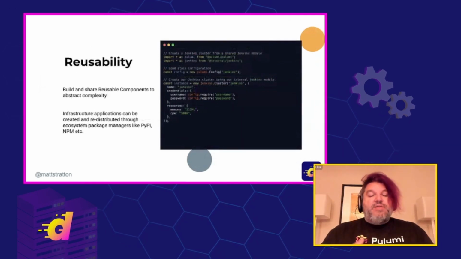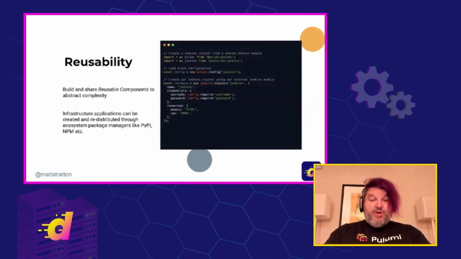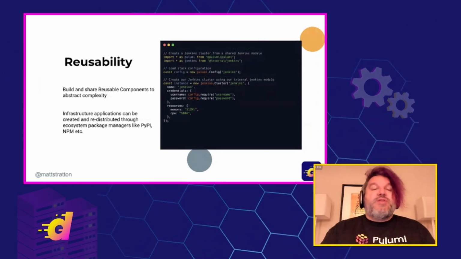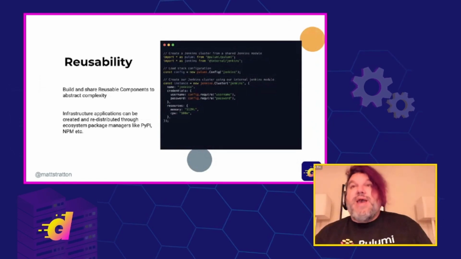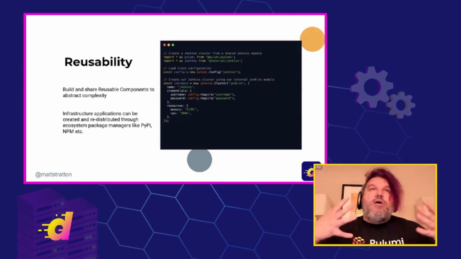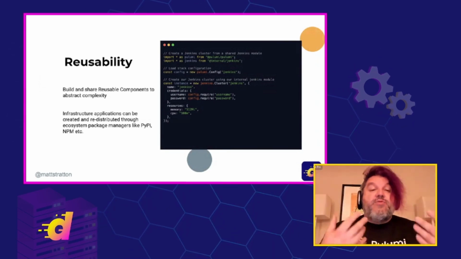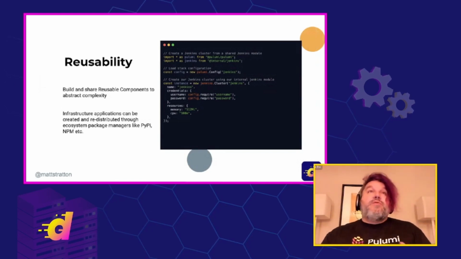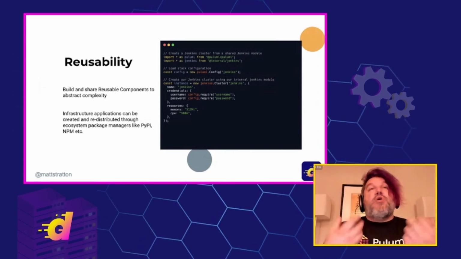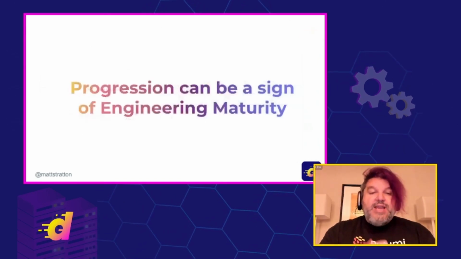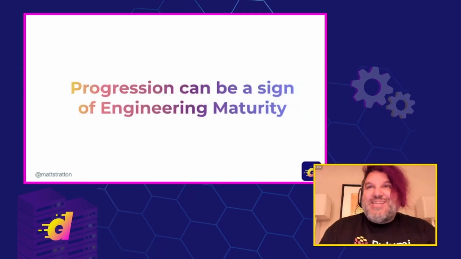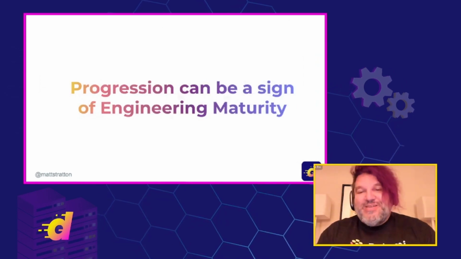And then again, we want to be able to build and share reusable components to abstract our complexity. And so these components we build, we're publishing them through existing ecosystem package managers like PyPI, NPM, publishing them as Go packages. These can be made either whether we're sharing for reusability because it's helpful to the community and there are other people, or even just internally so that my team creates something that can be used and just brought in as a component as an existing library. And again, this progression can be a sign of engineering maturity. There's no end state. You're never fully mature. Sorry, we always got more we can do.